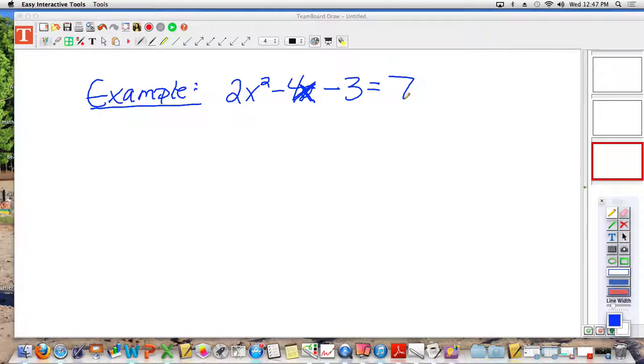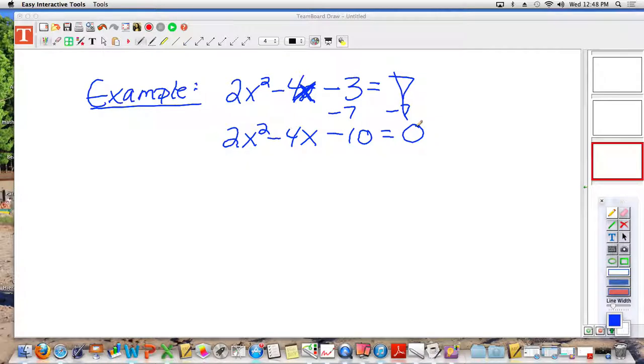So the first thing you need to do is realize that you can't do anything with this yet. Why not? It's not equal to 0. So we need to make it equal to 0, and we can make it equal to 0 by subtracting 7. Alright, so those cancel out. We are left then with 2x squared minus 4x, negative 3 minus 7 is negative 10, is equal to 0.